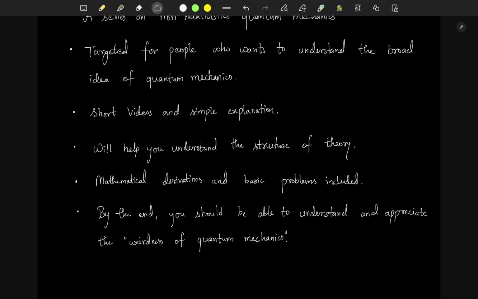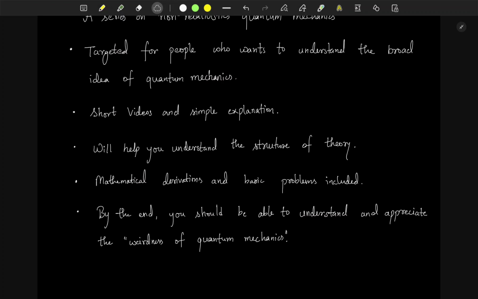But yeah, this is a lecture series on non-relativistic quantum mechanics. Mostly the Schrodinger equation and Heisenberg's theory and all those ideas which don't require relativity. Maybe I'll make some videos on relativistic quantum mechanics in the future, but let's take the non-relativistic version. So who is the target audience for this?